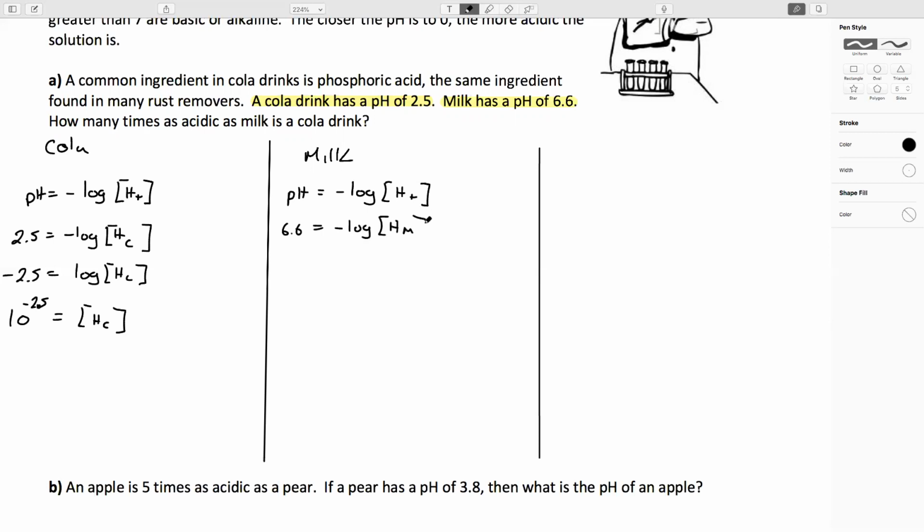I'm going to call it HM. Put the minus sign to the other side. Minus 6.6 equals log concentration of HM. And write it in exponential form. So 10 to the negative 6.6 equals concentration of hydrogen in milk. So what we've done is we've actually found the hydrogen ion concentration.